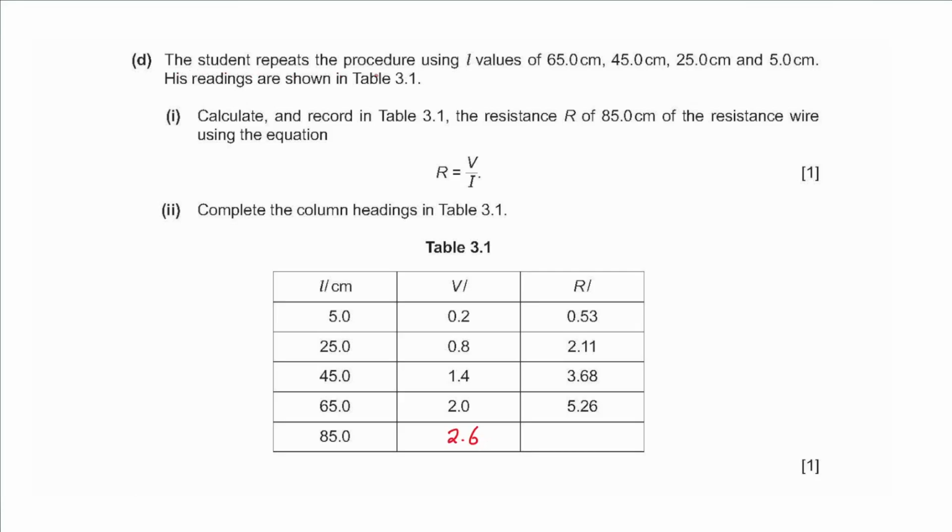Part D says the student repeats the procedure using L values of 65, 45, 25, and 5 centimeters. His readings are shown in table 3.1. Calculate and record in table 3.1 the resistance R of 85.0 centimeters of the resistance wire using the equation R is equal to V over I. So we divide 2.6 by 0.38 amperes, and that gives a value of 6.842105. So we approximate that to 2 decimal places, as all the numbers on the table, to 6.84. Then we are required to complete the column headings with the units. So the unit for voltage is volt and the unit for resistance is ohms.